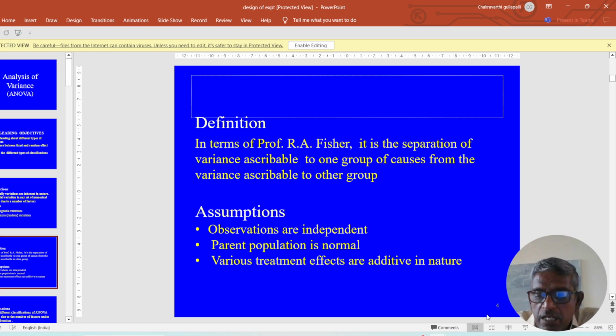So there are different types of assumptions we are adopting in analysis of variance. These three basic assumptions we need to apply for analysis of variance. The first one is that observations are independent. The population from which the sample is taken should follow a normal distribution, and various treatment effects are relative in nature. In general, treatment effects may be multiplicative or mixed, but when we apply analysis of variance, the factors are additive.